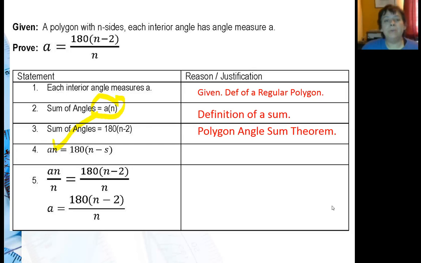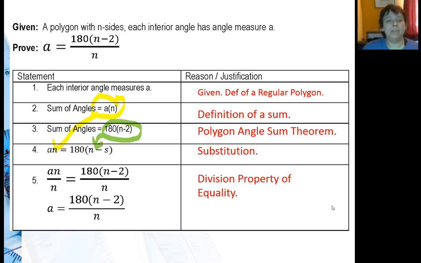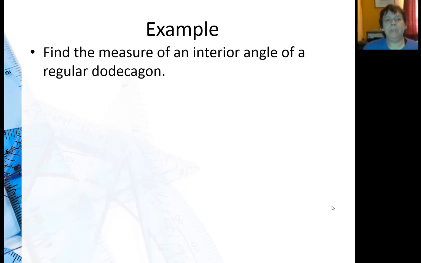Now I'm going to put these two pieces together by substitution, and I create my equation. Then I can say, okay, I've almost figured out how big my angle is, but that n's there, so I'm going to divide both sides by that n using the division property of equality, and I get my formula, which is the measure of any angle is 180 times (n minus 2), all divided by n. So basically it's saying find the total number of degrees in an angle and divide by how many angles there are.